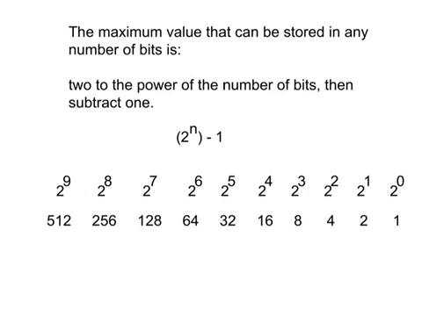So notice that this table of 2 to the power of the number of the column also lets you know what the place value for that column is. First we have the ones place, then 2, 4, 8, 16, and so on. So if you have 16 different bits and you want to know what is the maximum value you can store, you simply plug 2 to the power of 16 into your calculator and subtract 1.